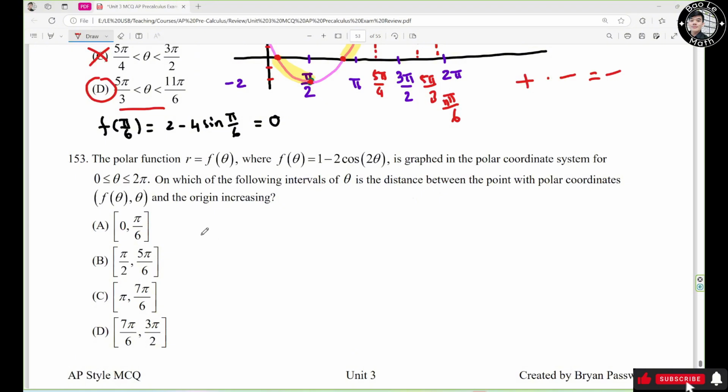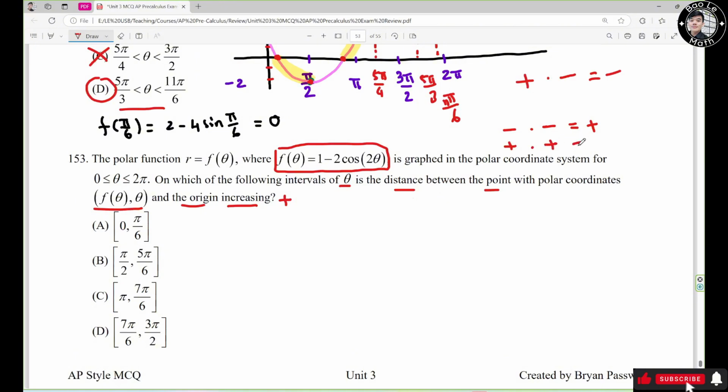Now let's move on to question 153. The polar function r equals f of theta, where f of theta equals 1 minus 2 cosine 2 theta, is graphed in the polar coordinate system for theta from 0 to 2 pi. On which of the following intervals of theta is the distance between the points with polar coordinates f of theta and the origin increasing, which means plus sign, right? Now we just review this one. Plus sign can be written as negative times negative equals positive, right? Or positive times positive equals positive, right? So one of these.